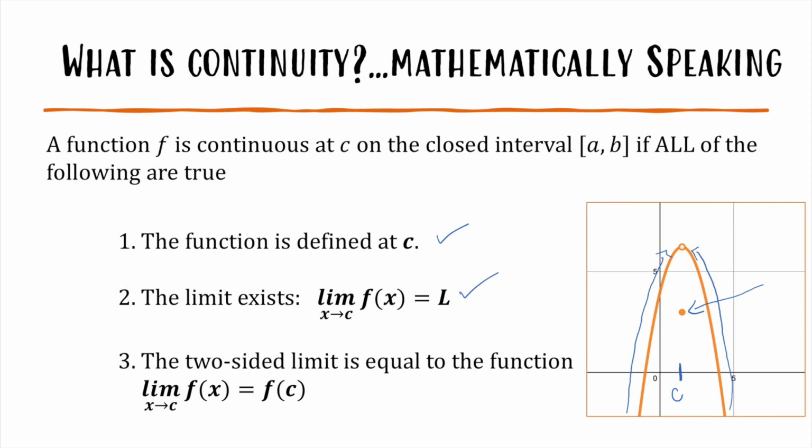Number 3, is the two-sided limit equal to the function at c? Well, no. The graph is headed way up here at the top, right? But it never gets there. It heads down here. So no, we cannot check off number 3. In order to check off number 3, where the function is defined would have to agree with the limit. That dot would just have to move up to the top, and boom, now we have a continuous graph.